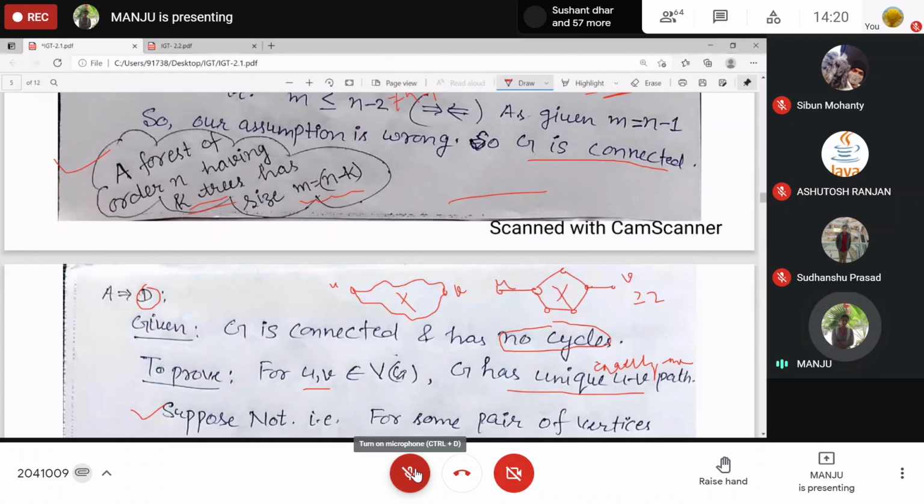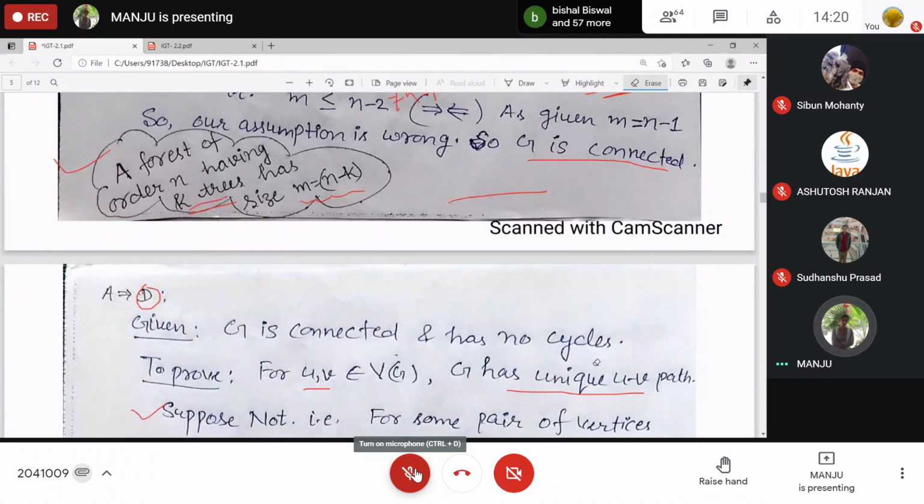Next thing is you are given every two vertices U and V are connected by exactly one path, a unique path. Then G is connected and has no cycle. You need to prove A. Given is there exists exactly one path between U and V vertices, and you need to show that G is connected and has no cycle. This time this is given, and to prove this one.